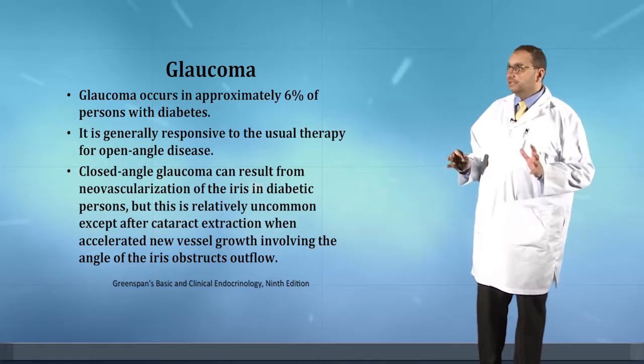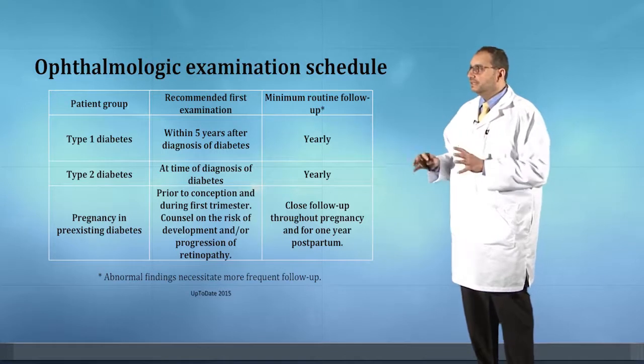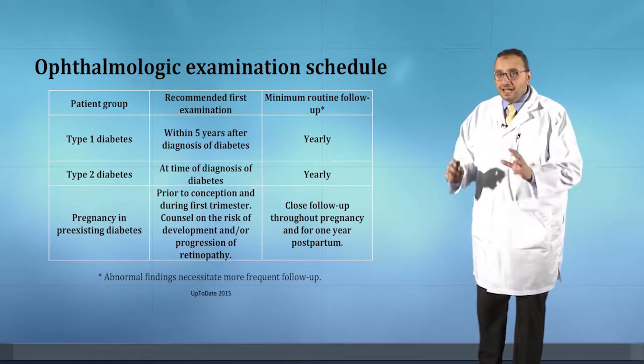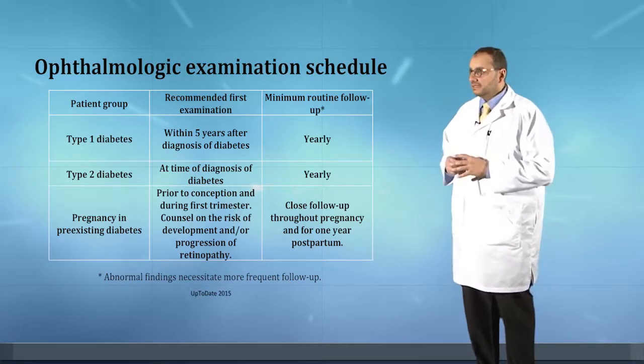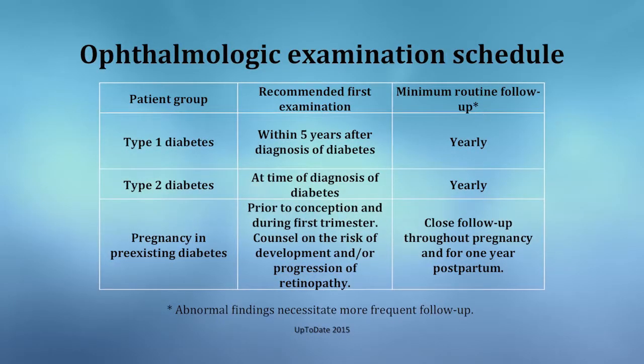Now the ophthalmic examination, and this is what the schedule should be. In diabetic type 1, it's within 5 years after diagnosis, and then on a yearly basis. In diabetic type 2, at the time of diagnosis, and then on a yearly basis. In pregnancy with pre-existing diabetes, it's prior to conception and during the first trimester, because of the risk of development or progression of retinopathy. For gestational diabetes, you will have close follow-up throughout pregnancy and 1 year postpartum. So the follow-up of diabetic retinopathy will stop 1 year after delivery in gestational diabetes.